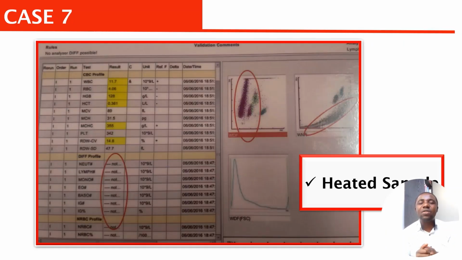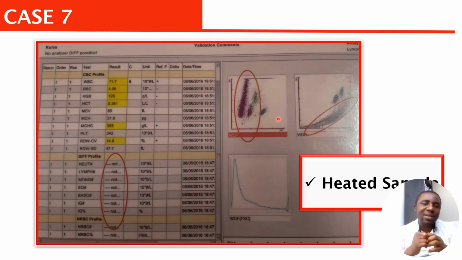Now, let's look at case number 7. One of the things I want to show you on case number 7 is not to look at all the parameters. We've been looking at all the parameters here. So I'm going to focus on this differential: the analyzer was not able to measure anything. Then look at this scatter plot, everything is just scattered. Okay? When you see something like this, it indicates a heated sample. The sample has been overheated.